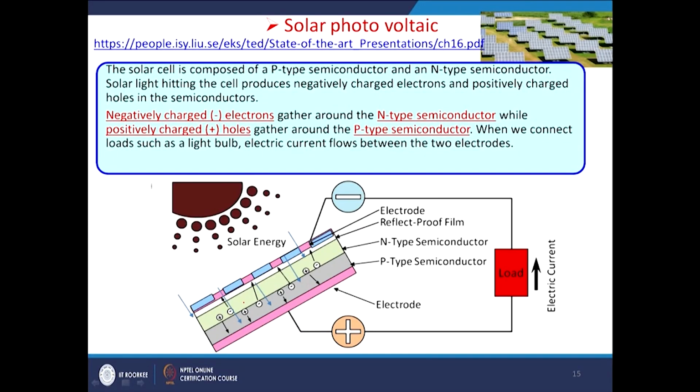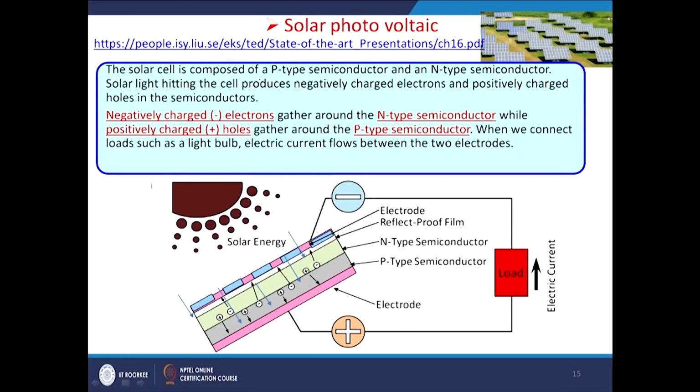Here, solar energy comes onto a surface having N and P type semiconductors. When the solar cell has a P type semiconductor and an N type semiconductor, the solar light hitting the cell produces negatively charged electrons and positively charged holes.